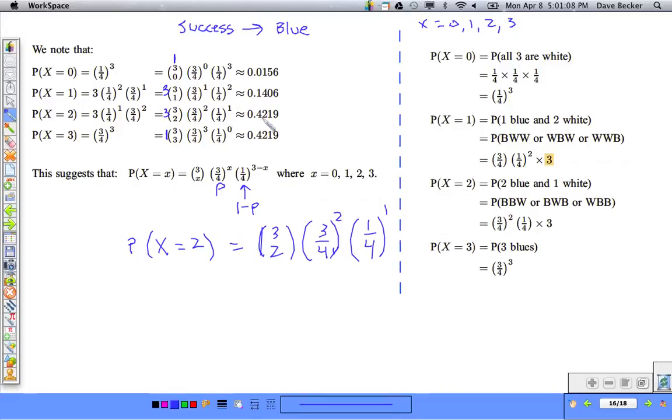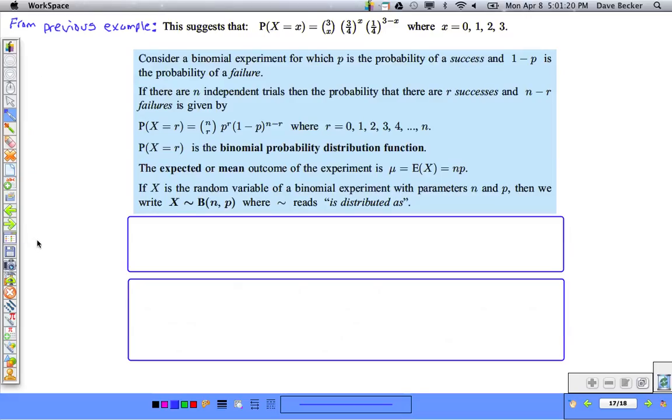And what is that? Turns out to be 0.4219, so about a 42% chance that we could get 2 blues. So that's how that works. Very nice, very simple, very easy. Okay, so this is what we just went over from the previous example, sorry. And I just put it here so I could reference it while we're reading this.